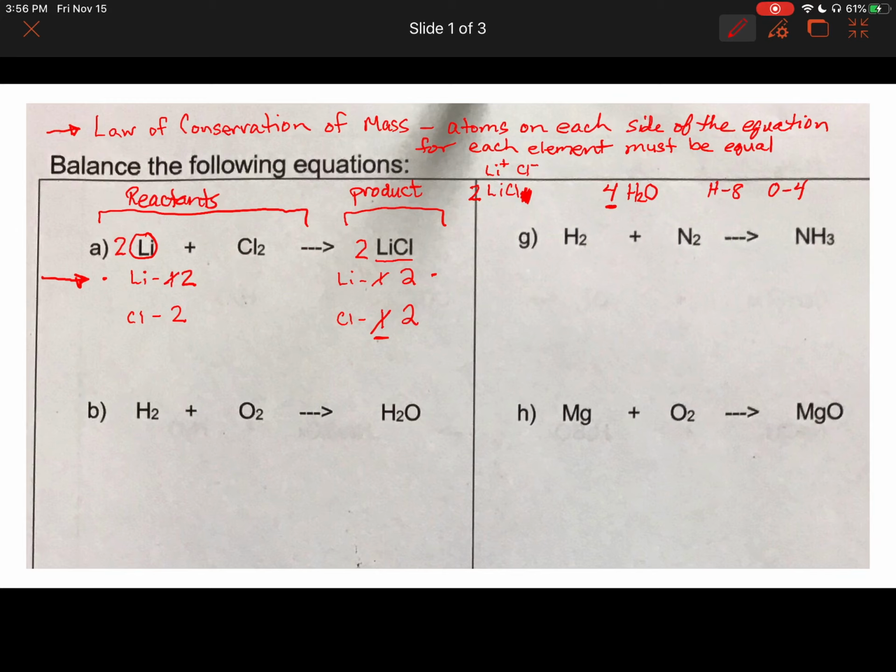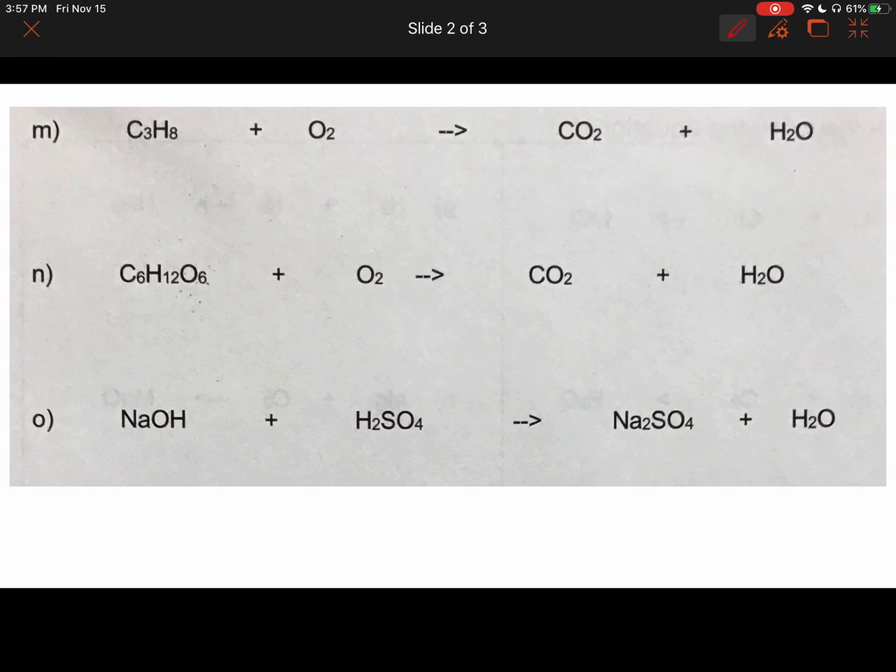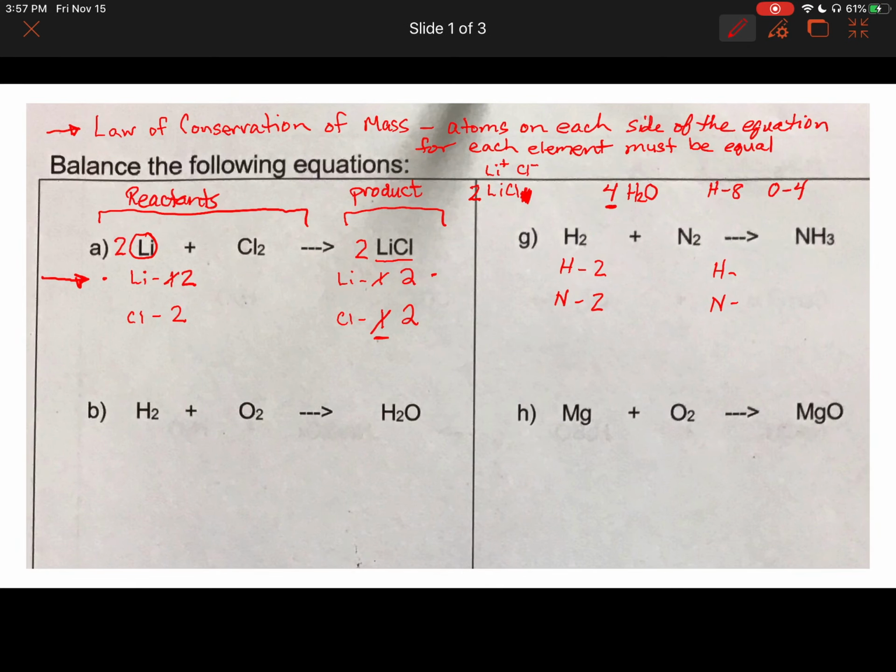So we'll do the same with letter G here. We have 2 elements. We have hydrogen and nitrogen. So I'm doing an atom inventory, hydrogen and nitrogen, and the first step is just to count. I have 2 hydrogens here and 2 nitrogens here. Here I have 1 nitrogen and 3 hydrogens.